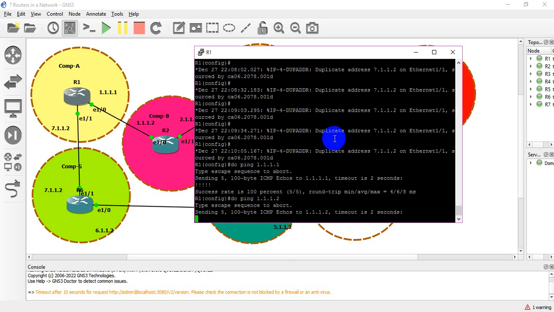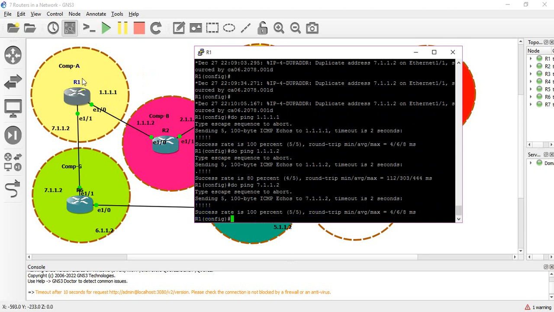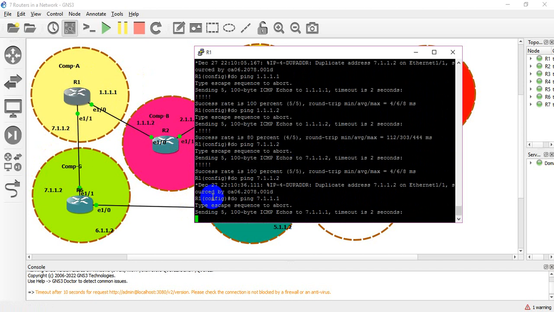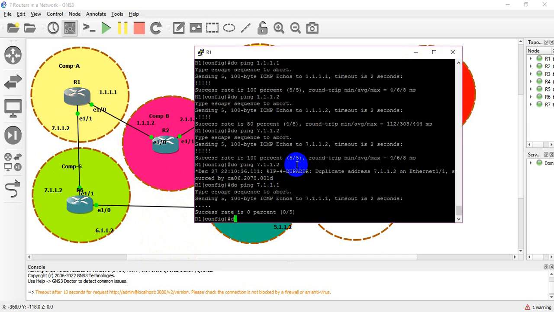Yes, it can ping its own port. It can ping this port which is connected to it directly. But if we write here do ping 7.1.1.2, yes, it will ping its own port. But it can also ping this port as well. Sorry, here I have made a mistake. I gave the same IP in the same network here.